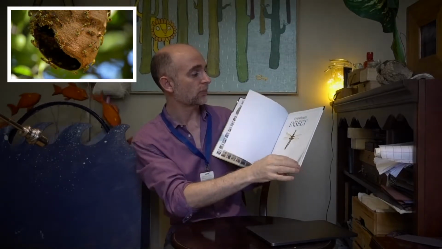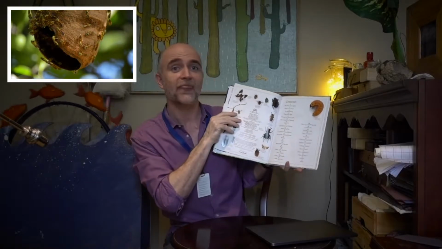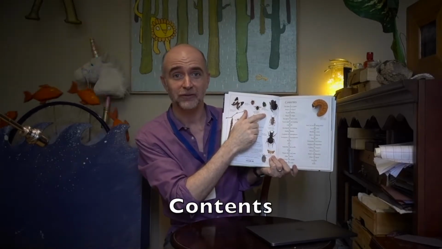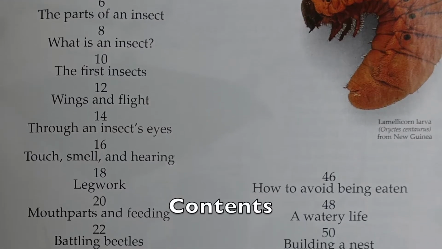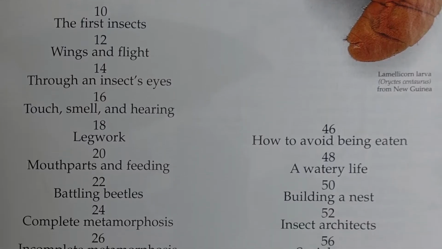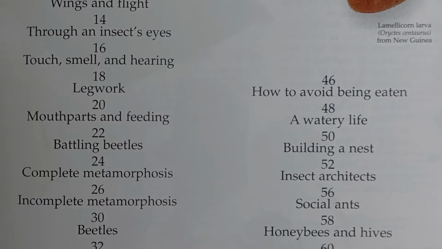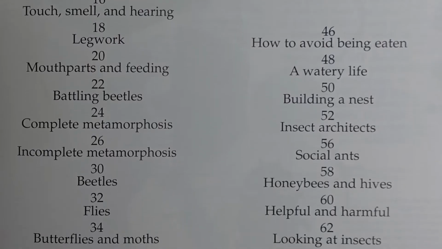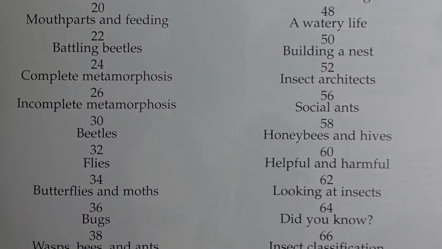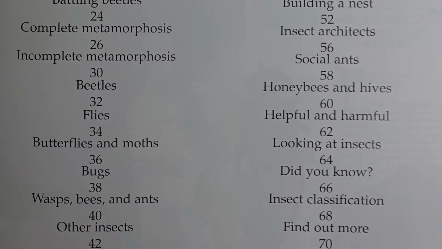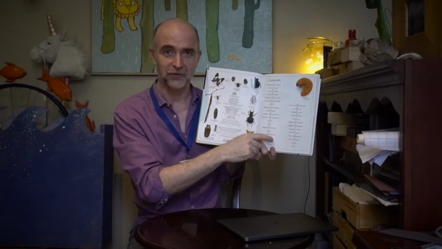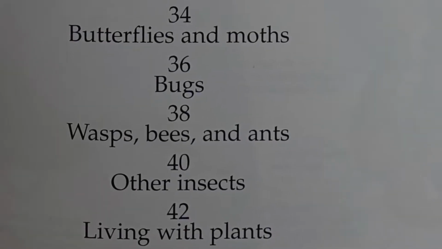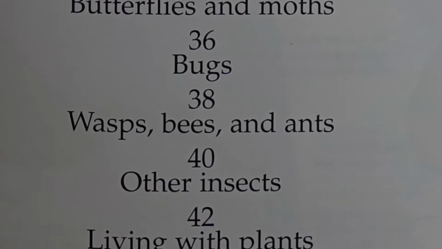The first special page is near the front, and that's called the contents page. The contents page is a general list of the subjects that the book is going to talk about, and it lists them in the order that you will find them in the book. Normally it gives you the chapter headings, and that's the case here. And look, here's a chapter on wasps, bees and ants. That makes me think that hopefully they'll have some information about wasps' nests in there.